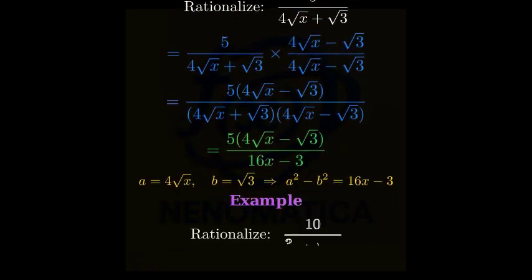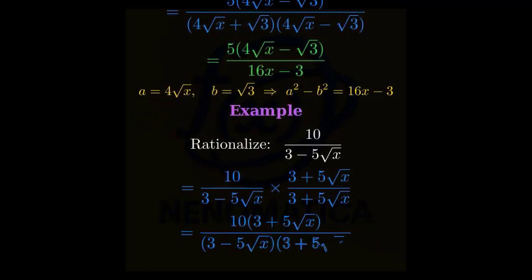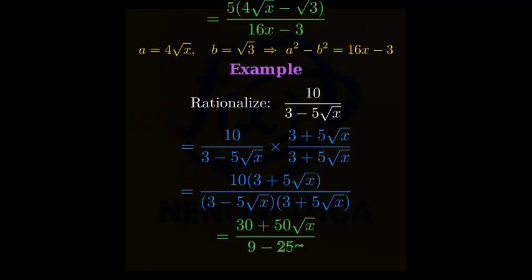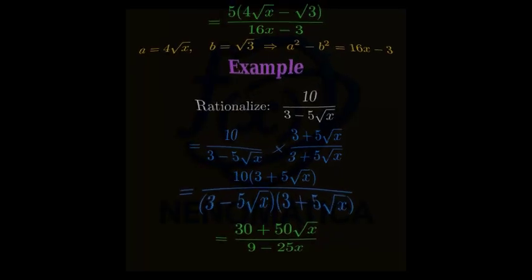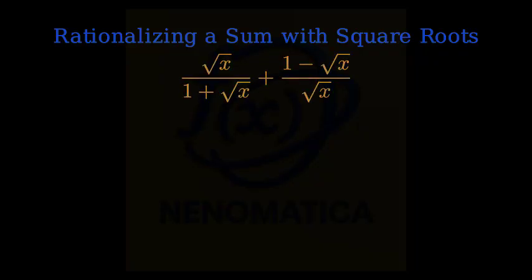Example 2. Rationalize the denominator of 10 over 3 minus 5 times the square root of x. Multiply by the conjugate 3 plus 5 times the square root of x over itself. Then simplify using the difference of squares. In this lesson, we will simplify and rationalize a sum of 2 fractions that contain square roots in the denominators. Our task is to follow each algebraic step carefully, exactly in the order shown, to reach the final simplified form.